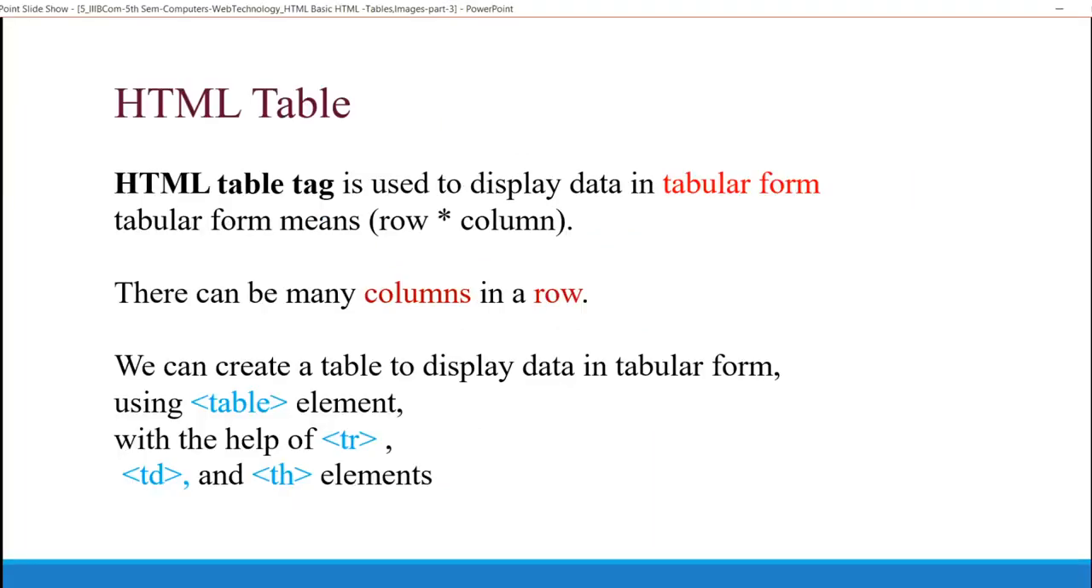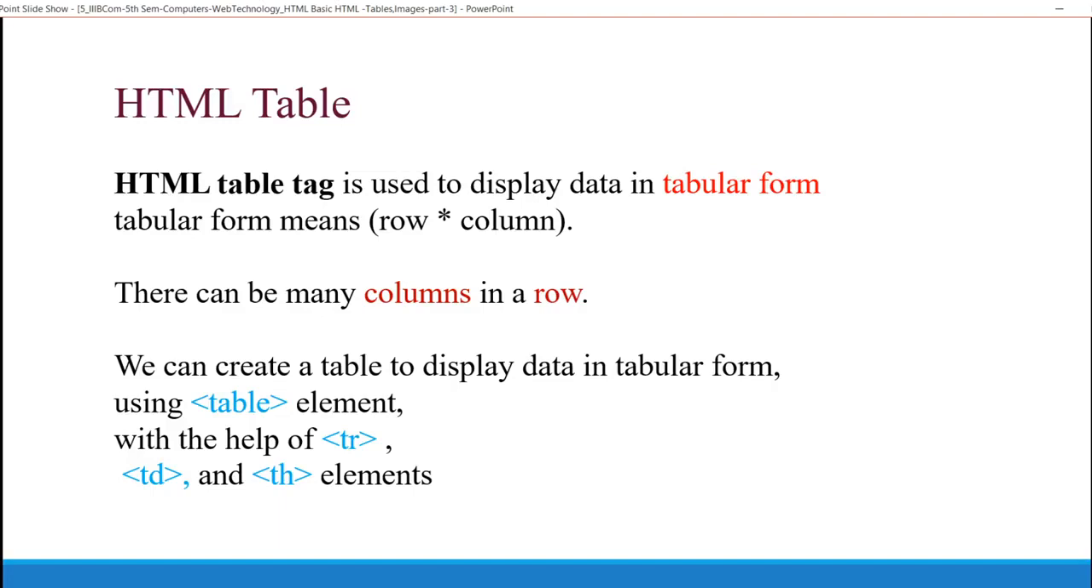Table tag. This table tag displays the data in a tabular form. Tabular form means rows and columns. How many rows are used? How many columns are used? There may be many columns in a row. What are the elements that are used for displaying data in a tabular form? Here in this HTML table, we are using table tags, row tag, cell tag, heading tag.